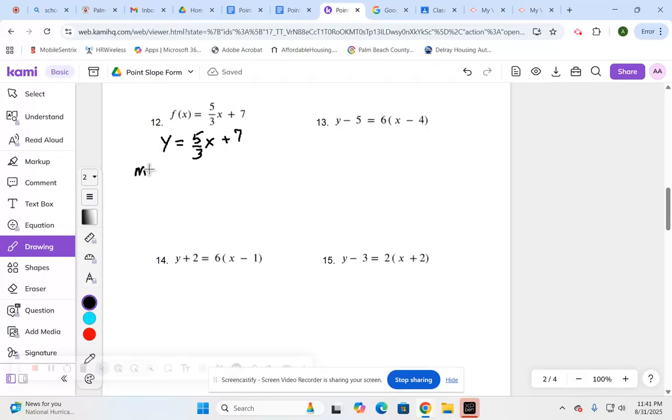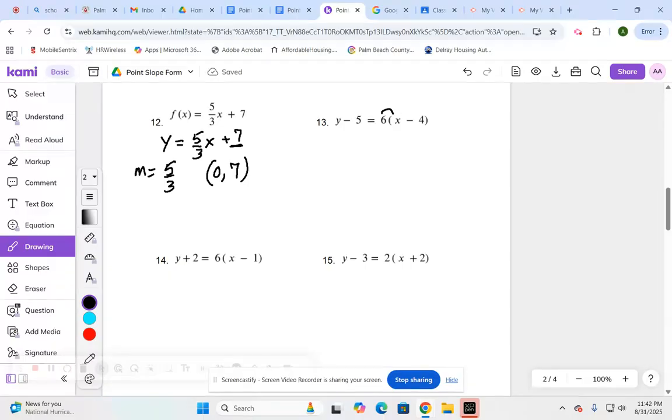So the slope is 5/3 and the y-intercept, we get it from here. It's going to be, the x is going to be 0 and the y is 7. All right, so this one here is not given in slope-intercept form, so we have to put it in slope-intercept form first to determine what the slope and the y-intercept is.